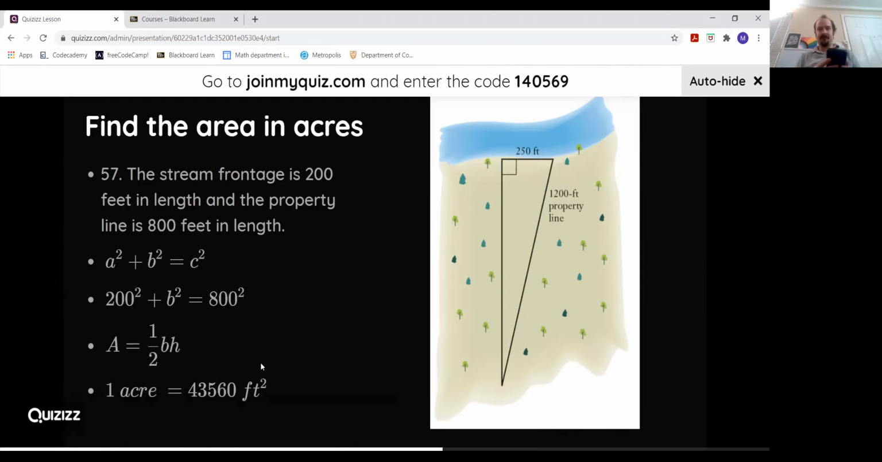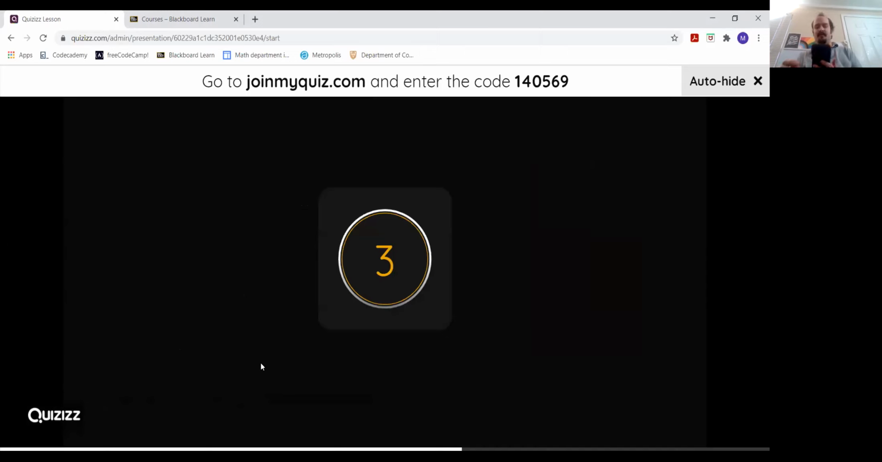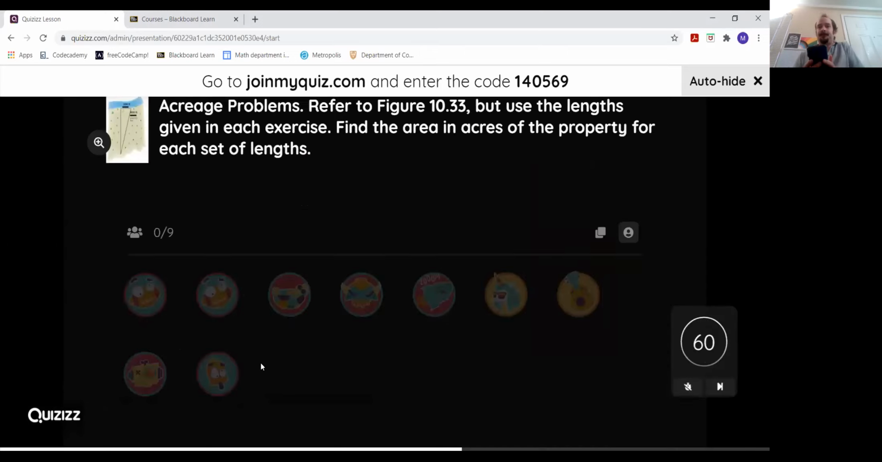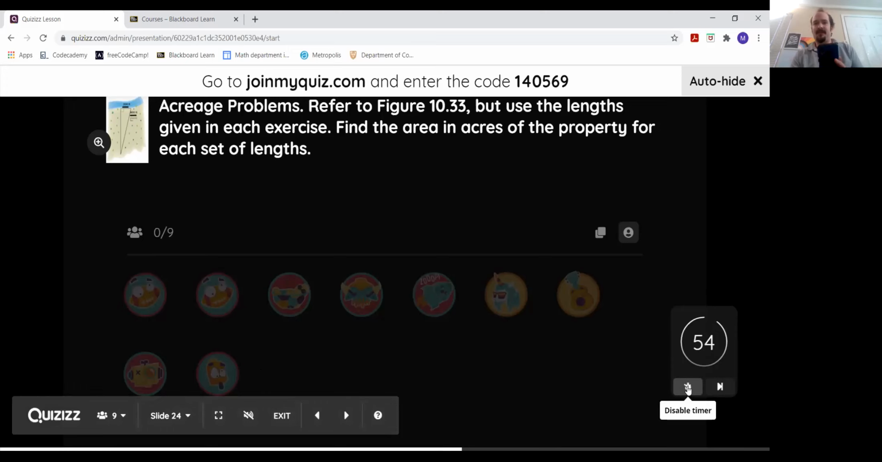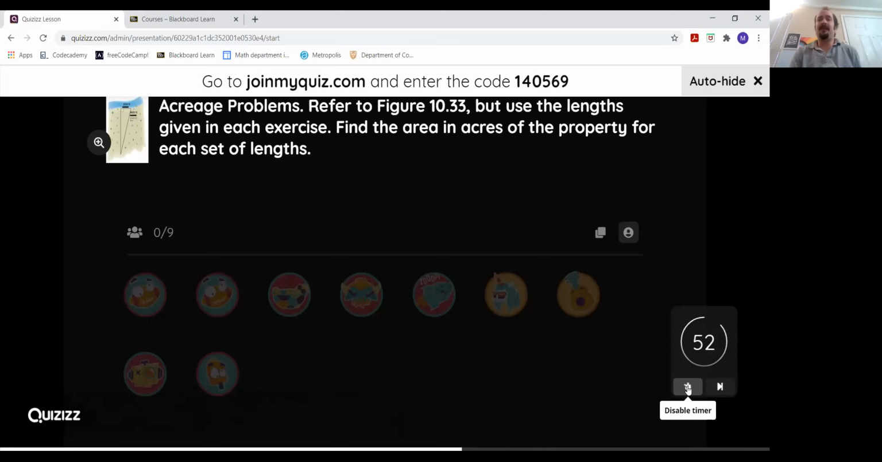So, and then let's get to the question. 43,560 feet squared per acre. And so now we got this question. I marked out the numbers if you want the prettier numbers in there. We need to figure this out.